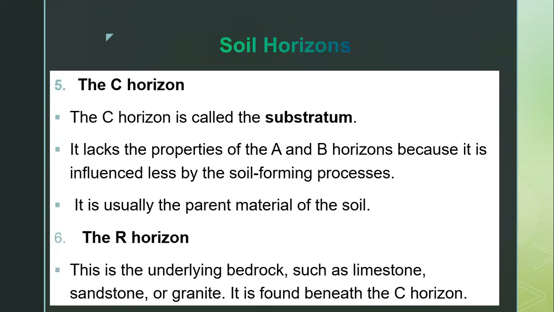The fifth horizon is the C horizon. The C horizon is what we call the substratum. It lacks the properties of A and B horizons because it is influenced less by the soil forming processes. It is usually the parent material of the soil, the one that forms this zone. And last but not least, the R zone. This is the underlying bedrock, such as limestone, sandstone, or granite. So it's the one that is found beneath the C zone.